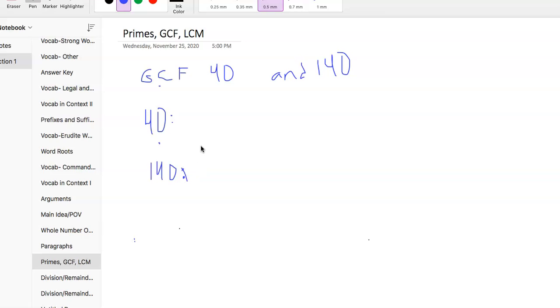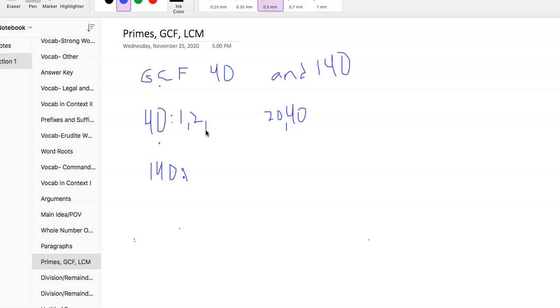So we're going to do 40 and 140. Okay, and then we're going to find which prime factors they share. All right, so we start off with 1, kind of like we did with 24 just a second ago, yeah? 1 and 40, okay? And then 2 times 20 is 40.